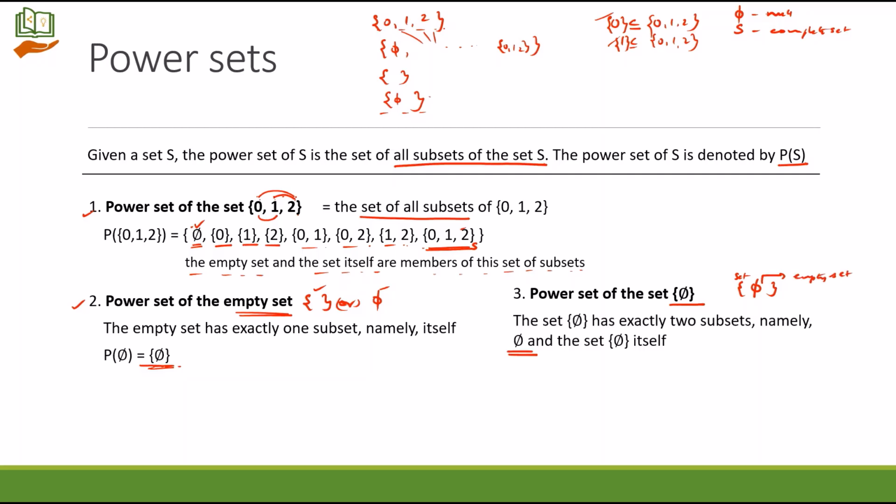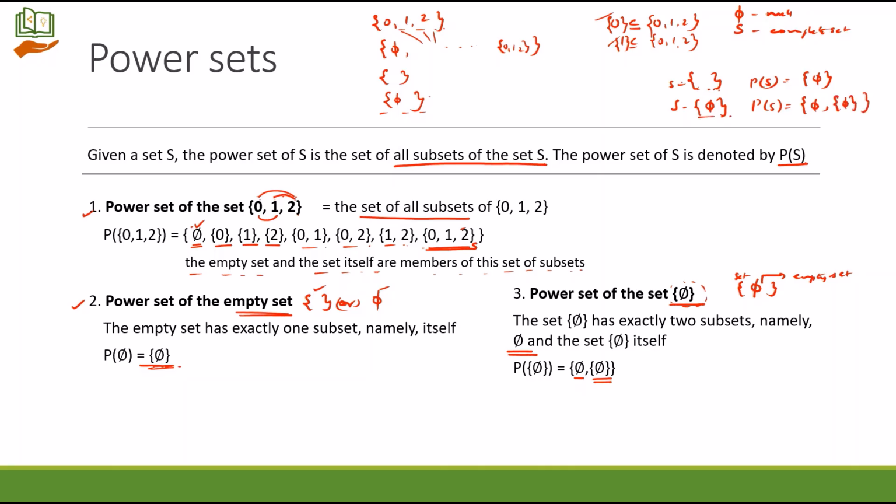How do you find it? You should include null as a subset. Next you have to include the element completely as a subset. In that case you will have null and the set with the empty set as it is. When you have only the empty set, the power set becomes a set with the null element alone. But when you have a set with null as an element, the power set will basically have null, and then the complete set will be included.